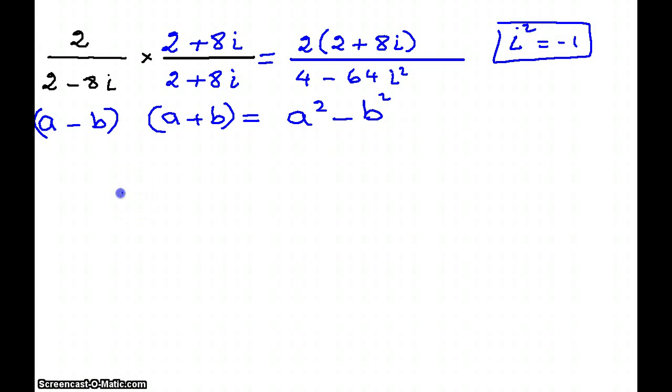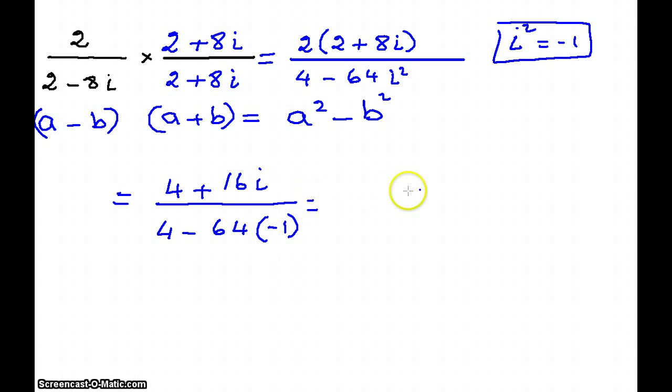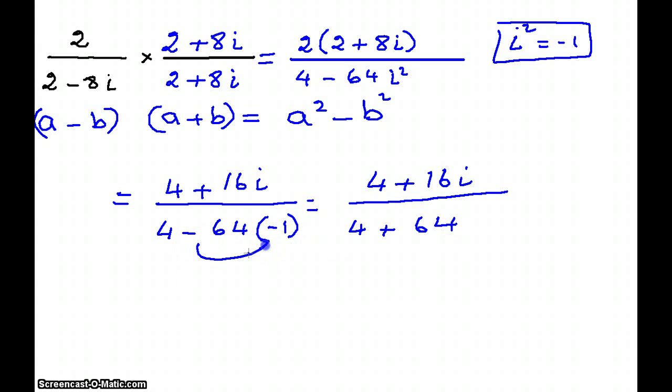Okay, let's keep going now. This is gonna be equal to 2 times 2, 4, plus 2 times 8, 16i. That's the numerator. I just distributed the 2. Denominator is 4 minus 64, and i squared is -1. Again, the numerator is 4 plus 16i. The denominator would be 4 plus 64, because a negative times a negative is positive.